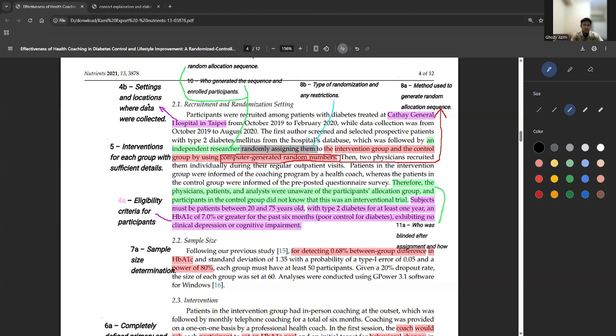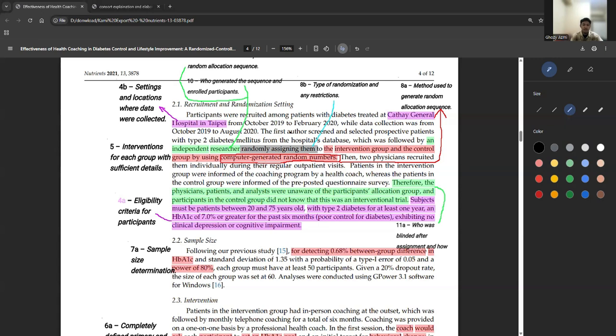And then next, we move to item 5, where the paper must describe what each group did, the intervention for each group with sufficient detail. One group got health coaching, and the other group got normal care. And then we move to 6A.